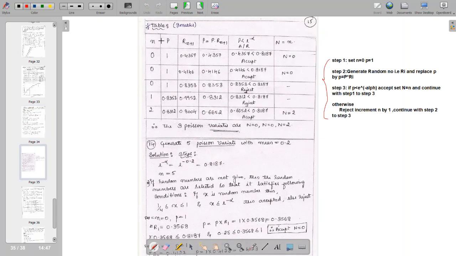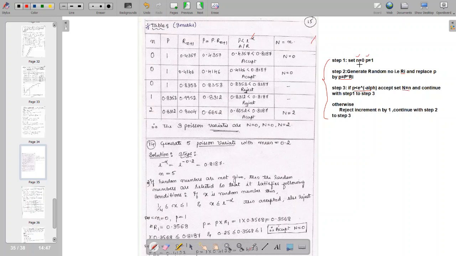So plot the table, write down n, p, rn, then p is equal to p into ri, p should be less than e to the power of minus alpha, then uppercase N is equal to small n.